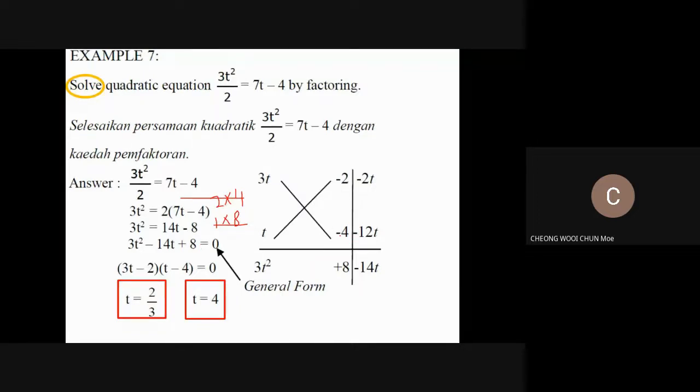Then from here, negative 4 times 3t, I get negative 12t. Negative 2 times t, negative 2t. Negative 2 minus 12, negative 14. Same. Okay. Then only I get 3t minus 2, t minus 4. So 3t minus 2 equal to 0, t minus 4 equal to 0.